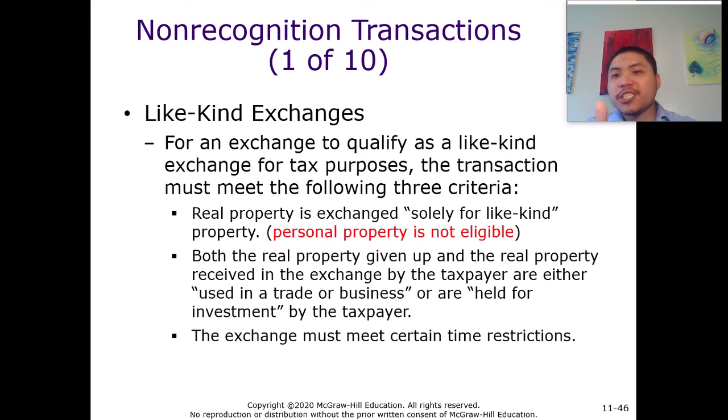Sometimes people do an exchange. Say two taxpayers, two parties, each of them has a piece of property, and somehow they want to exchange the property with each other. So Mr. A has a piece of land, and Mr. B has a piece of land, and Mr. A is interested in Mr. B's piece of land, so he offered to give Mr. B his piece of land in exchange for Mr. B's piece of property.